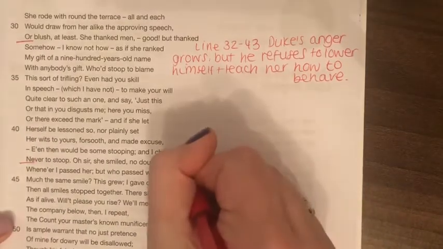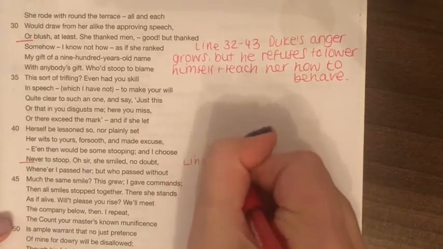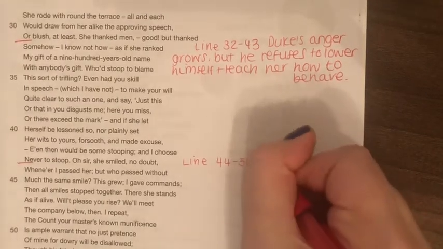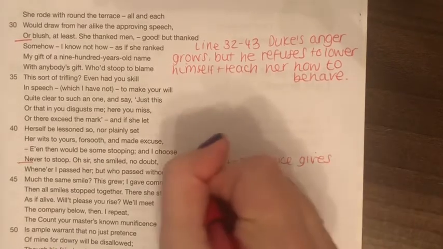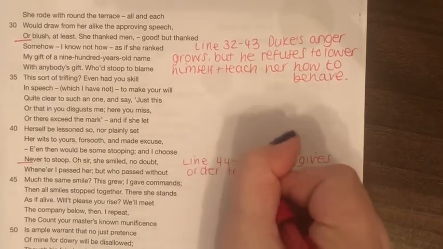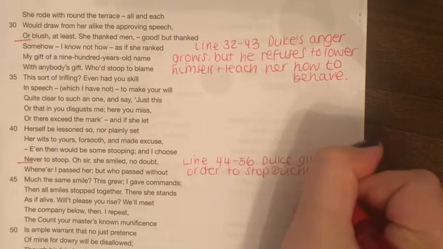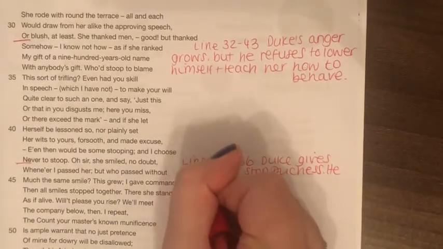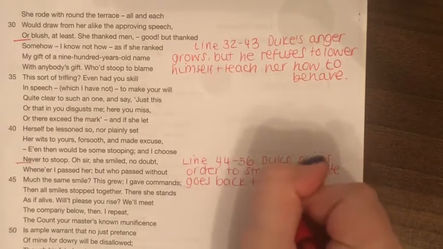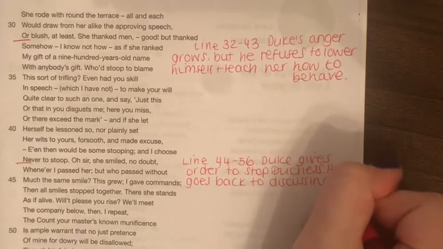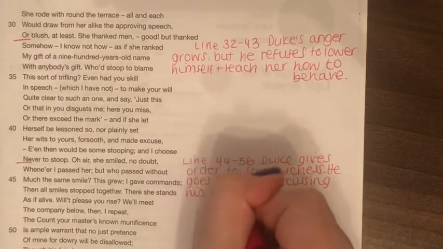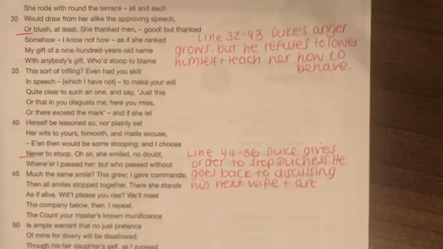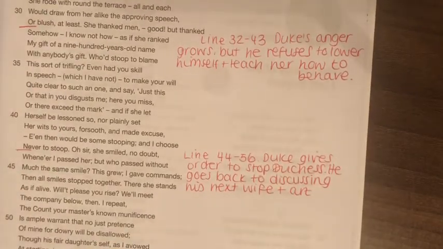And then finally, the end of the poem, which is 44 to 56, we learn that the Duke gives some sort of order to stop the Duchess from smiling or doing the things that annoy him. And then he goes back to talking to this listener, and he starts talking about his next wife, basically, and his artwork that he has around his castle, palace. Okay, so that's a summary of what happens in the poem and the 5 stages of the poem.